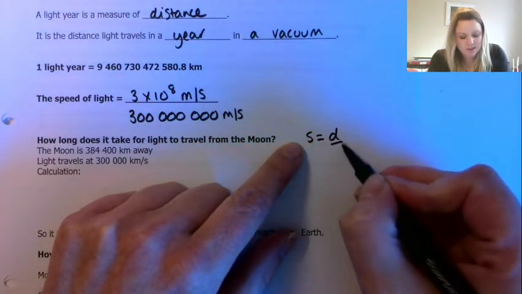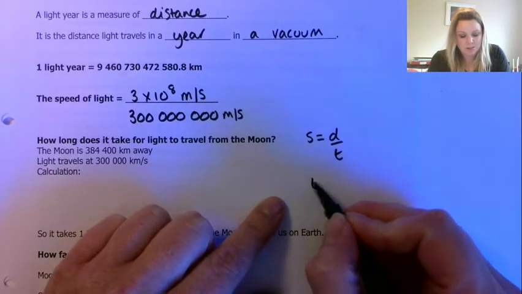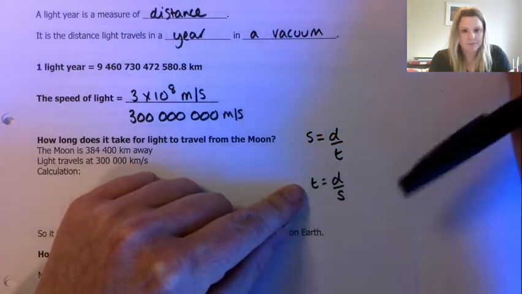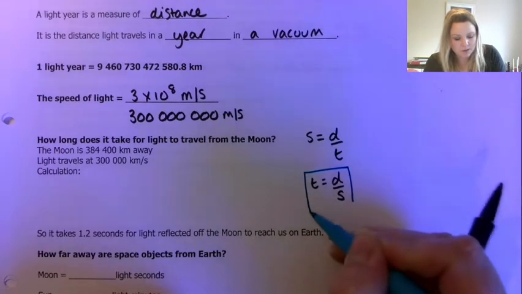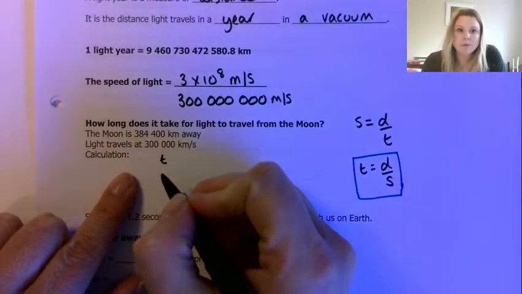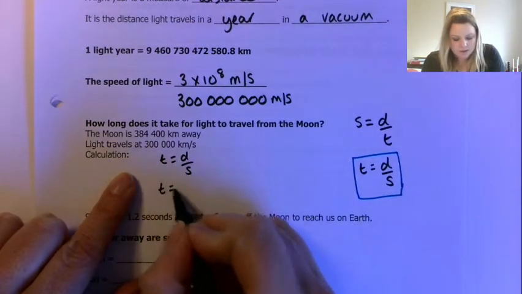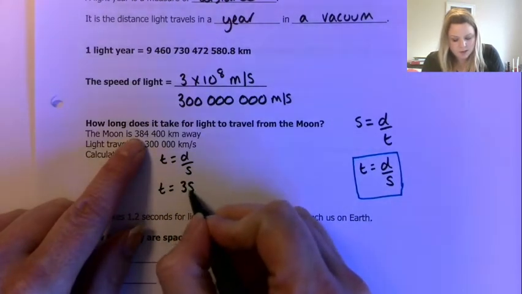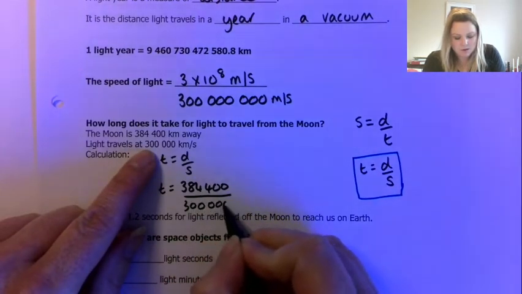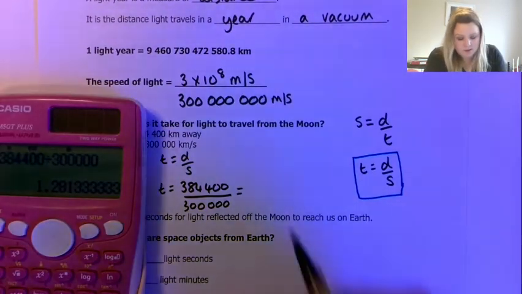The equation that we use for calculating speed is speed equals distance divided by time. If I wanted to rearrange that and make time the subject, I would multiply both sides by t and then divide by s, and I would get time equals distance over speed. This is the version of the equation that we are going to be using here. Remember we were just doing our moments calculations? Similar layout: you start off by writing out the equation. Distance is this many kilometers, so 384,400 divided by the speed, which is 300,000 kilometers per second. If I type that into my calculator, I get 1.28.